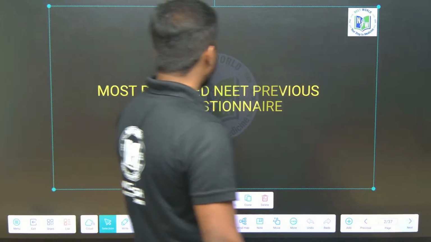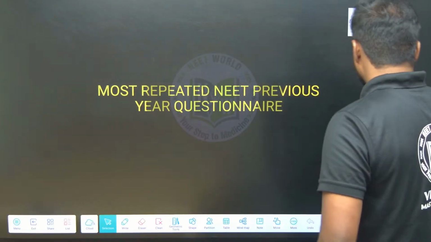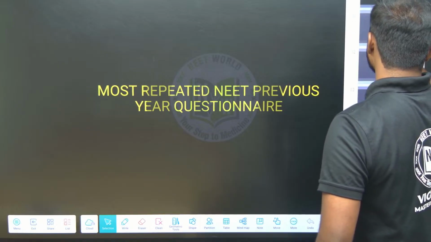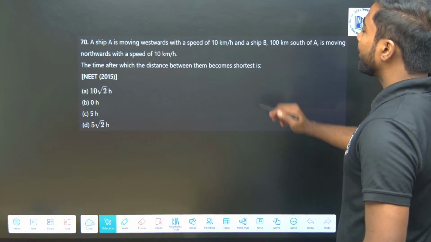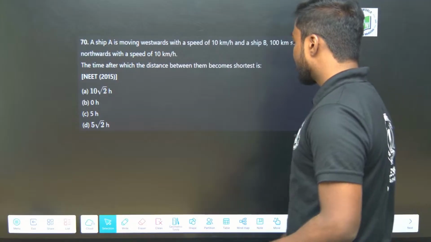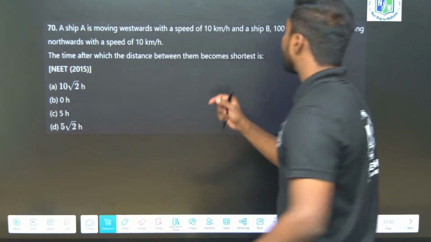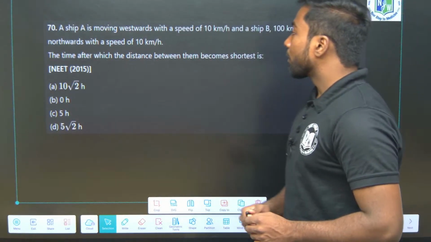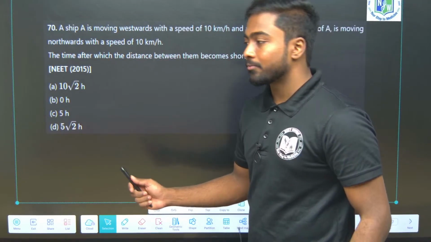So, most repeated NEET previous year questions. Right. So let us start. We have stopped up to this question, which was the last one we saw: a ship A is moving westward with a speed of 10 km per hour, and a ship B, 10 km south of A, is moving northward with a speed of 10 km per hour.